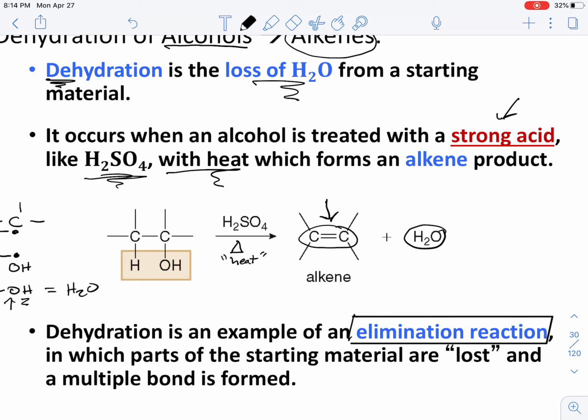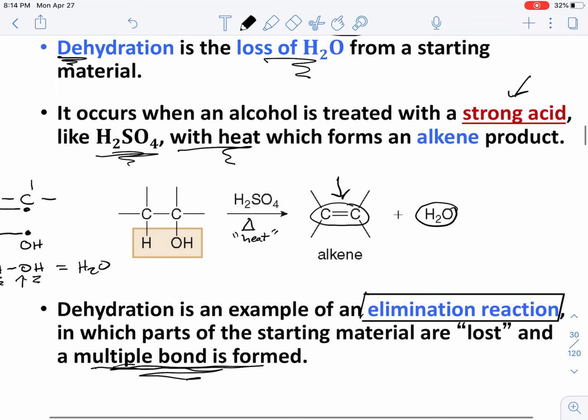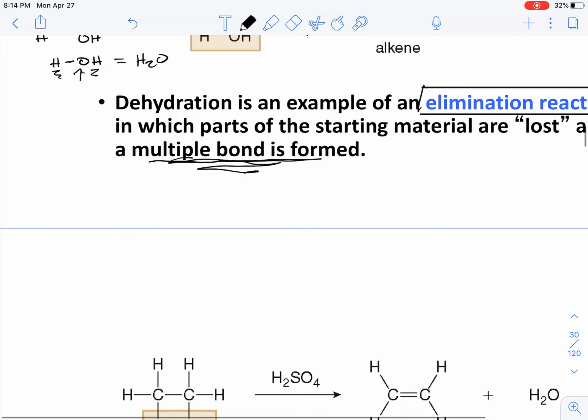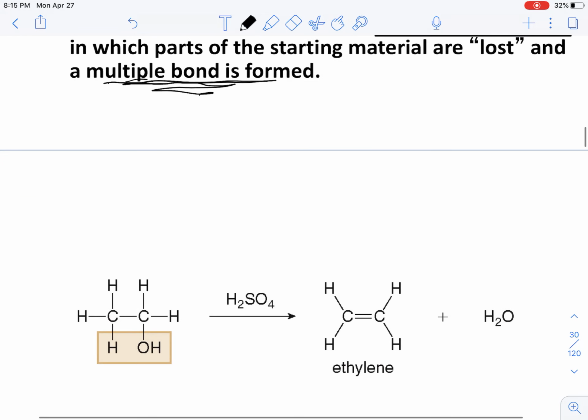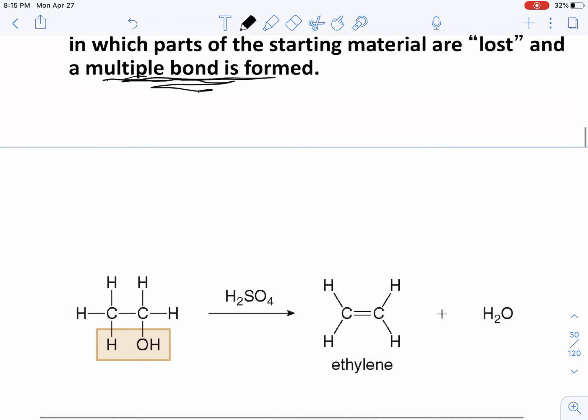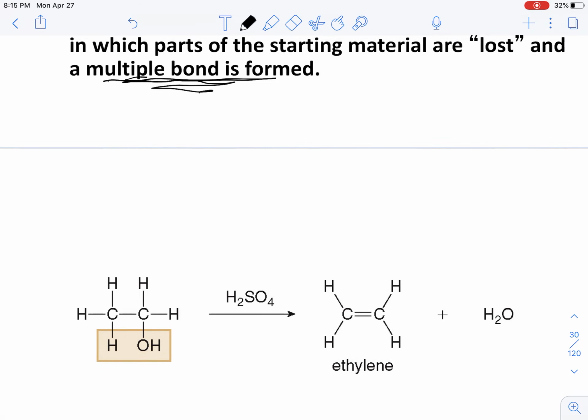And so addition reactions were adding things onto the compound. Elimination reactions were getting rid of stuff. And so whenever an elimination reaction occurs, multiple bonds are always formed. So what we're going to do is we're going to take a look at a specific example. And so here we have this two carbon compound.